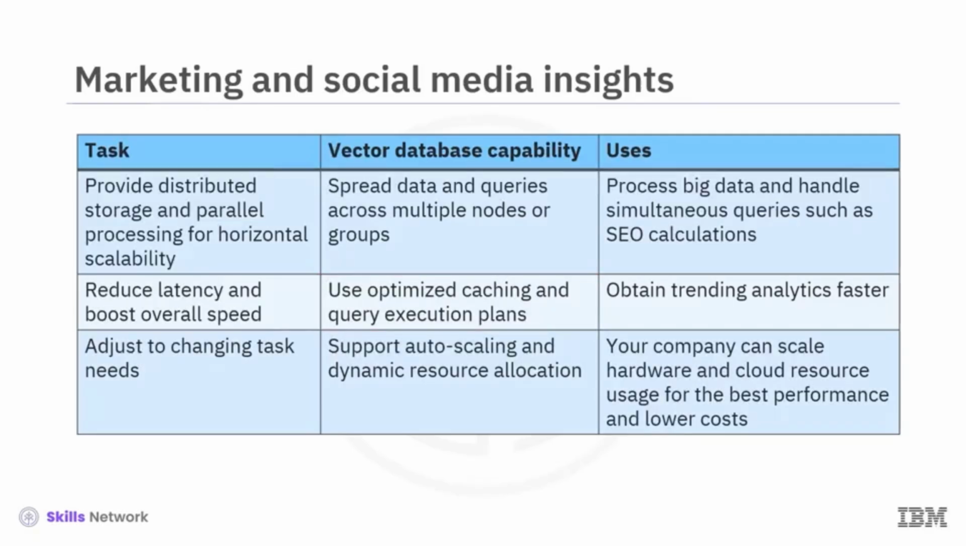These capabilities speed the delivery of trending analytics to influencers and advertisers. Vector databases support auto-scaling and dynamic resource allocation to adjust to the ever-changing number of tasks. This capability enables your company to scale hardware and cloud resource usage for the best performance and lower costs.